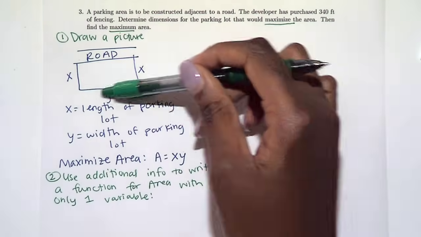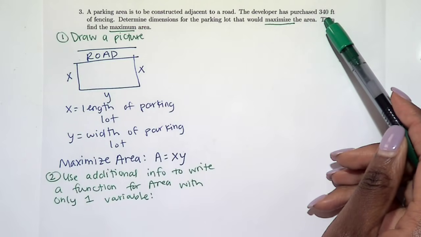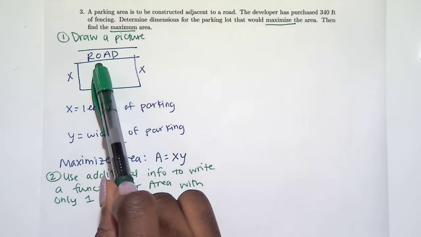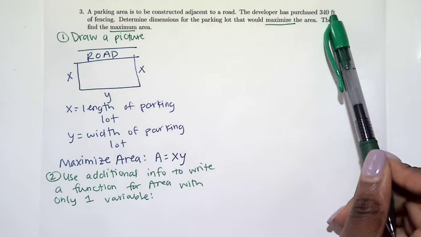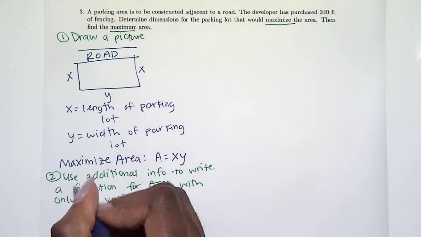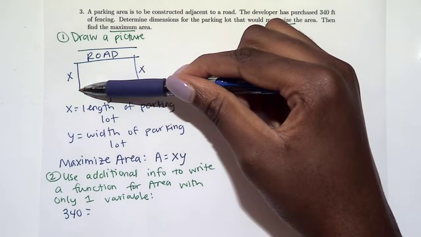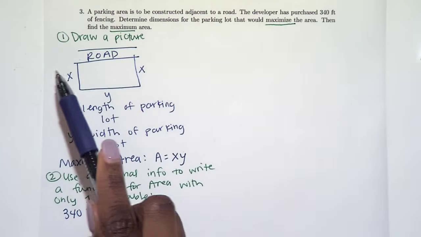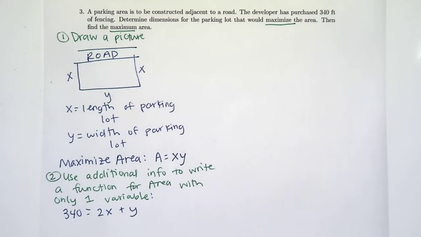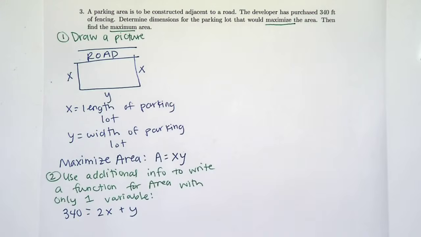Well, the road is going to be fenced, and the developer purchased 340 feet of fencing. Well, that's a constraint. We can use that. All of these side lengths, not including the road, should add up to be 340 feet. So we can write out an equation for that. So 340 would be this side, and this one. So that means we have 2x and 1y. So basically this is the perimeter of the three sides of our parking lot.